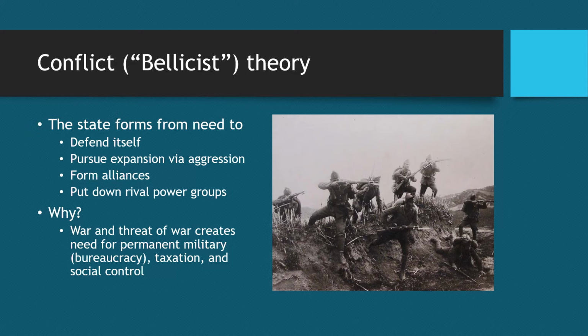Therefore, we need a permanent military. Often the military is the very first type of bureaucracy that gets developed in a state, and that really helps support this conflict theory. And of course, a permanent military means that the state needs money to fund it, so that justifies taxation. Social control can be very much related to conflict. Think of the draft. Drafting people to be in the army is the ultimate form of social control, right? You have to potentially give up your life and give up your freedom in order to serve in the military.